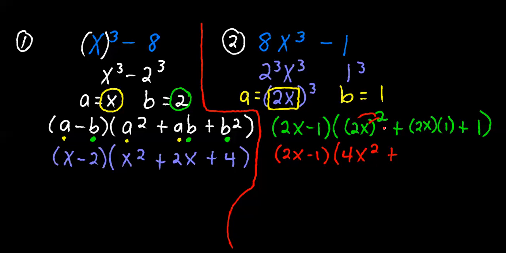Okay, all of that. Now over here I've got 2x times 1. Well, that's just 2x. And then I've got plus 1. All right, we're done with that problem. You've got a binomial and a trinomial. And we'll move on to a couple more, a little more complicated.